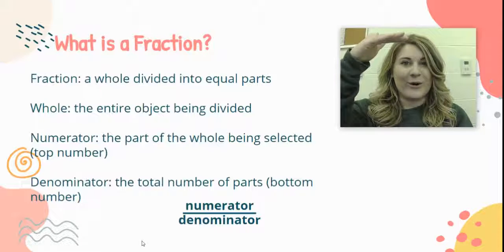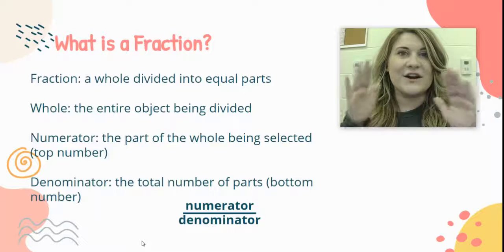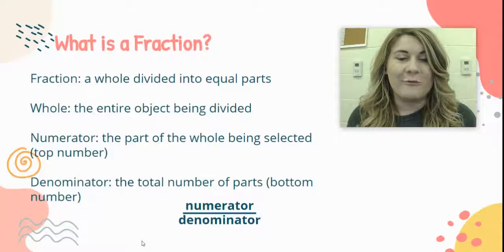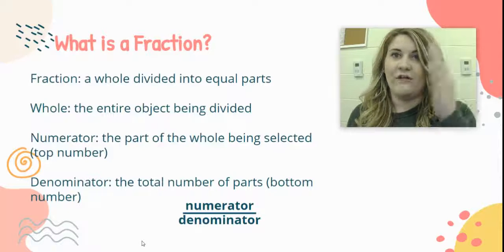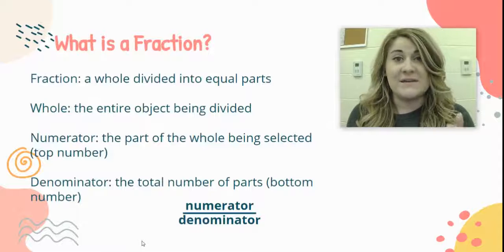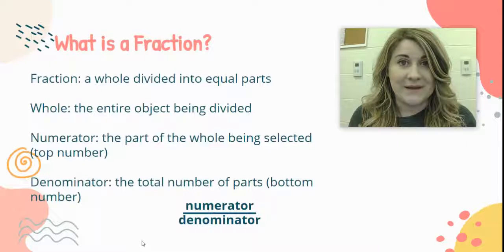So we have our numerator and our denominator. Our denominator is our total. How many pieces total is our whole being divided into? So we have to count all of the pieces, all of the colored and uncolored pieces, or all of the shaded and unshaded pieces in your fraction is what your denominator is going to be.